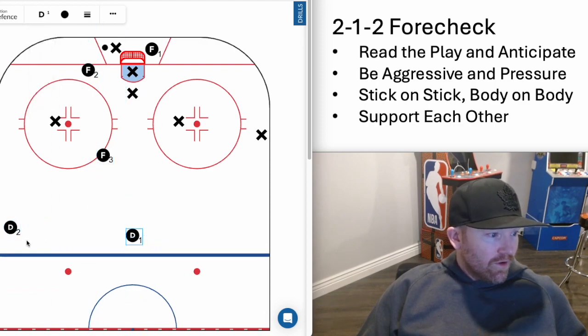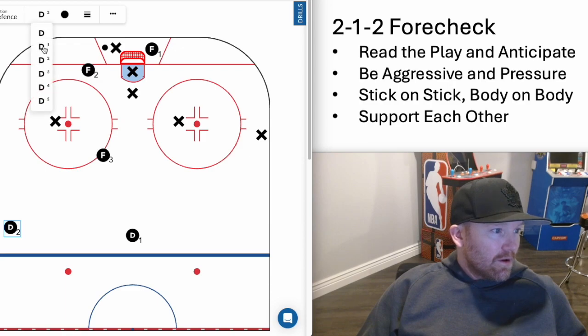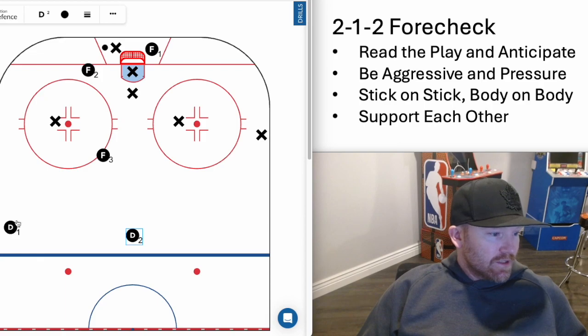Our D1 go over, our D2 go over. They switch positions because now this defenseman is closest to the puck, so they become the D1. So again, it's really important that we read the play, we anticipate what the defenders are doing, we're aggressive in pressure, we don't hesitate.